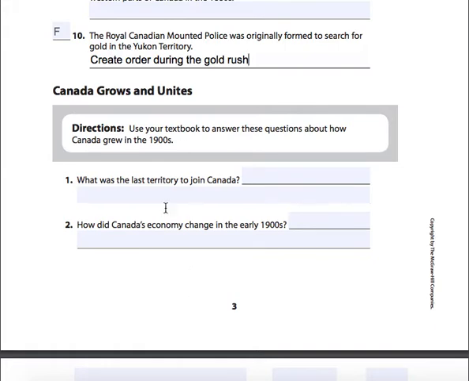In the last section, we're going to answer the questions that are provided here. What I'd like you to do is read this section on your own and answer these questions appropriately. It says use your textbook to answer these questions about how Canada grew in the 1900s. What you're going to look for here is the idea of Canadians' economic growth and immigration.